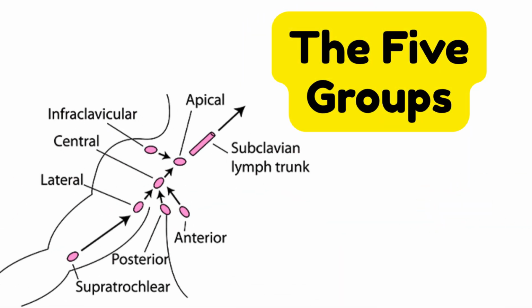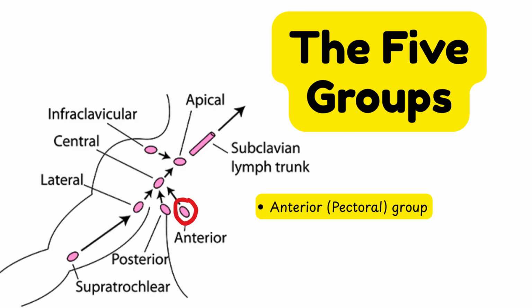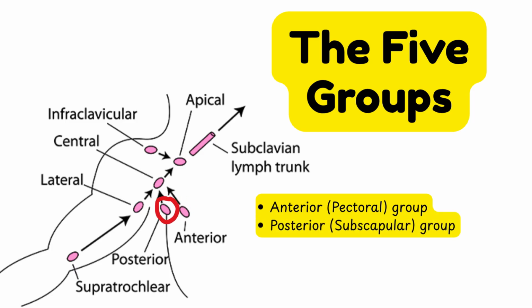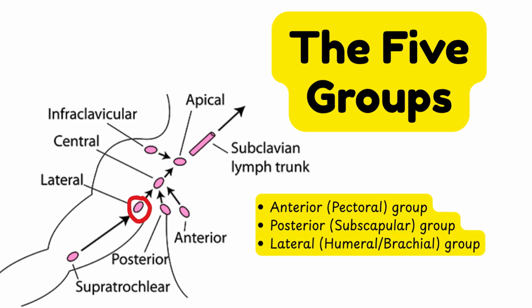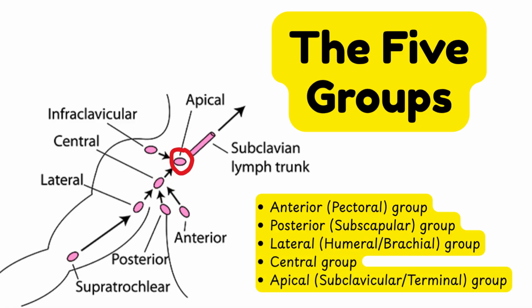There are 5 groups of axillary lymph nodes in the axilla. Anterior, pectoral, group. Posterior, subscapular, group. Lateral, humeral or brachial, group. Central group. And apical, subclavicular or terminal, group.